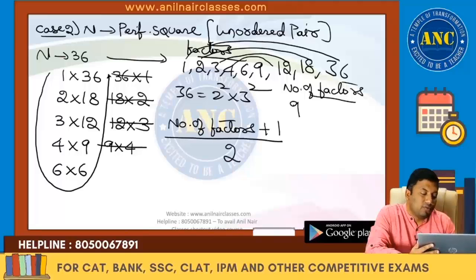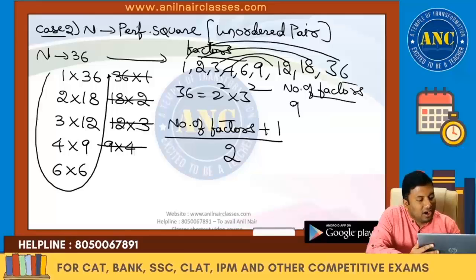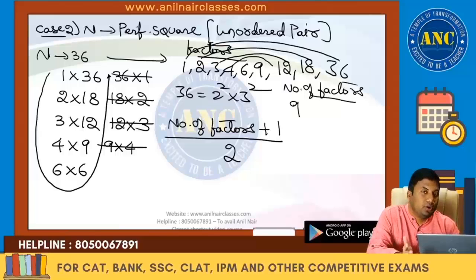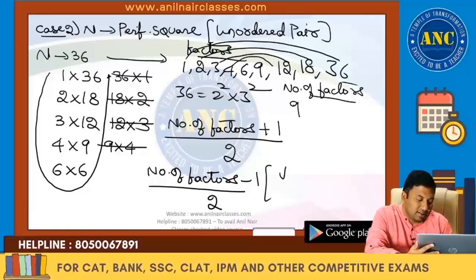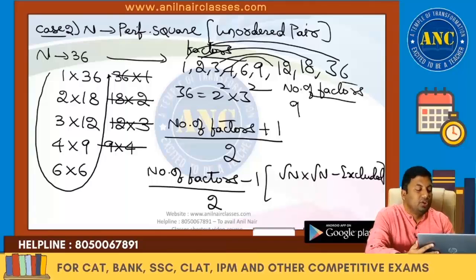That means the answer is the number of factors plus 1 by 2. Why do we get this plus 1 by 2? Here we got a total of 9 factors: first and last, second and second last, third and third last, fourth and fourth last. 4 pairs we got, and there is another pair 6 into 6, which is root n into root n. So it is the number of factors plus 1 by 2. It can also be the number of factors minus 1 by 2, if you want to omit the case root n into root n, that is, if it is excluded.